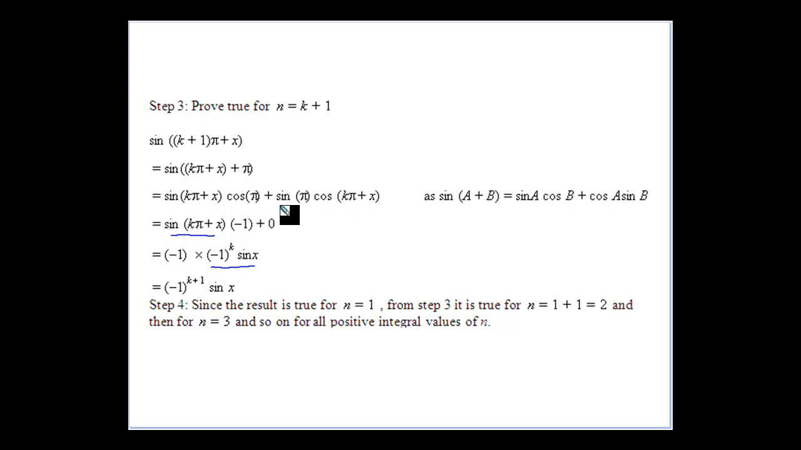Now we realise that sine of pi, sine of 180, is 0. So that makes that side nice. The minus 1 comes from cos of pi. So we can do that manipulation now. Minus 1 times the minus 1 to the power k gives us (minus 1) to the (k plus 1) times sine x, and it's proved. It looks hard, but when we break it down, it's not too hard.